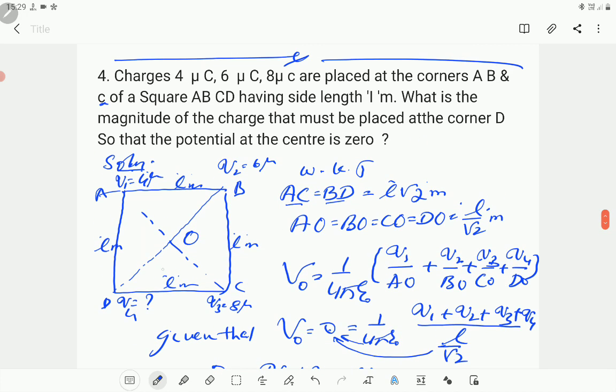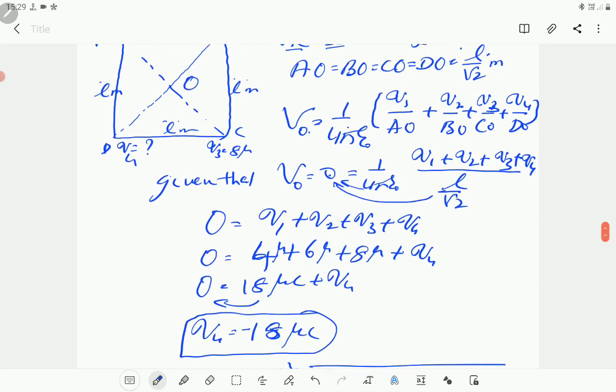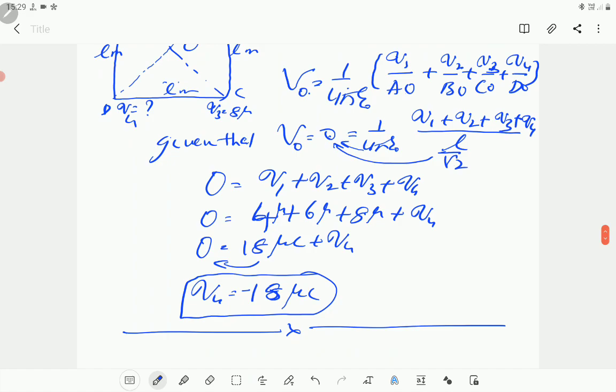The point is potential at the center 0. Potential at a point is sum of the ratio Q1 by distance, Q2 by distance, Q3 by distance, Q4 by distance. ಸೇಮ್ ಇದೆ. ಸೊ ನೀವು ಸಾಲ್ವ್ ಮಾಡಿದ್ರೆ ಈ ವ್ಯಾಲ್ಯೂ. That's it.